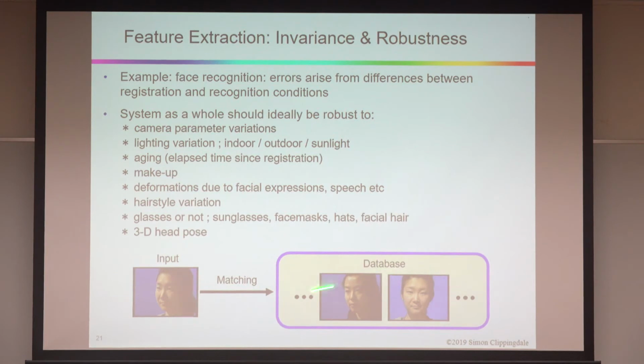Here's a trivial example. Here are two of the images in our database, and here's an input image. If you just do a naive pixel-to-pixel comparison, you could guess that probably this is the closest database image to the input, whereas in fact that will give you the wrong ID, and this woman is in fact this woman here. So that's a trivial example of where lighting differences and three-dimensional pose differences can cause trouble.